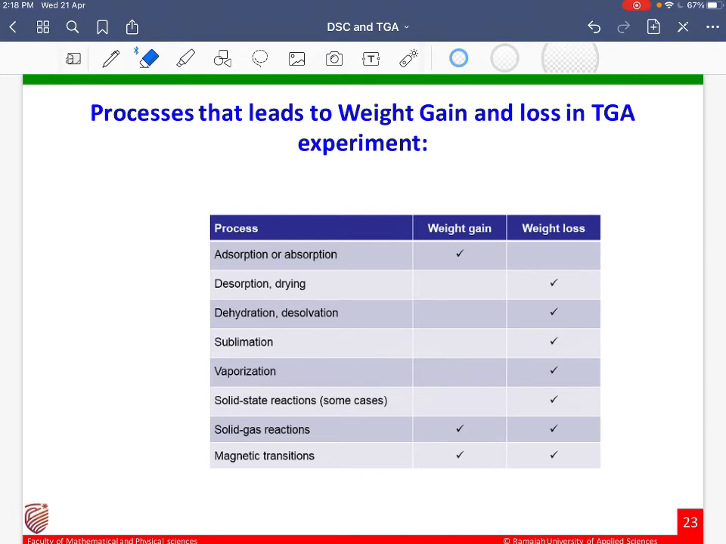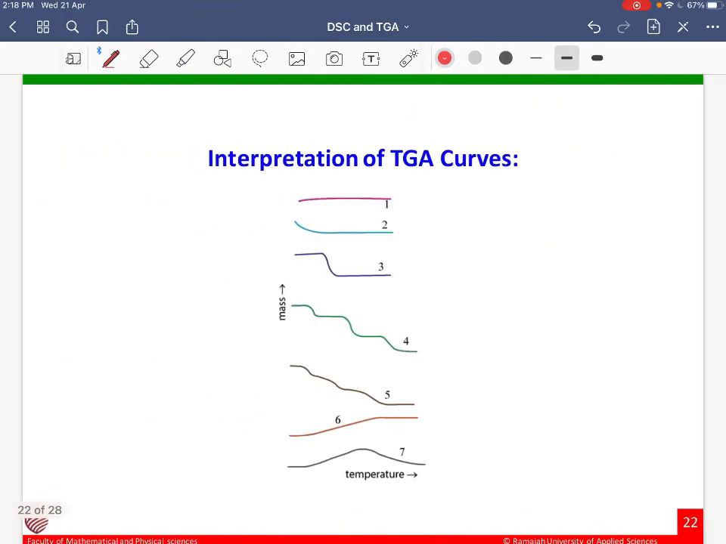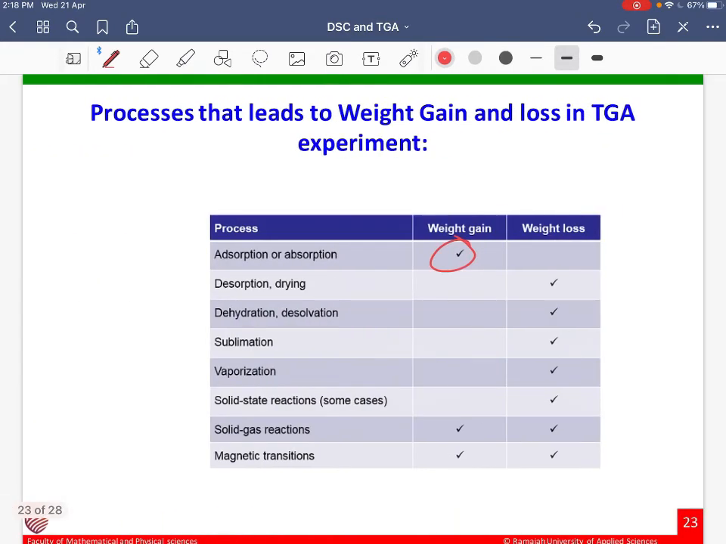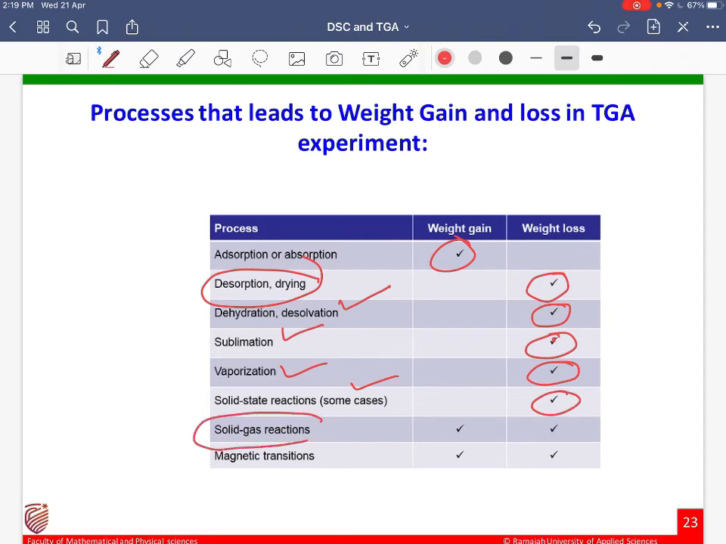increase. When the mass increases, the weight increases, and when the mass decreases, the weight decreases. So for adsorption or absorption, if it occurs during the heating, definitely weight will be gained, like in this case. Desorption, drying: definitely molecules will escape from the material, so weight loss will occur. Dehydration, desolvation: weight loss will occur. Sublimation: weight loss will occur. Vaporization will occur. Solid state reactions: weight loss mainly will occur.